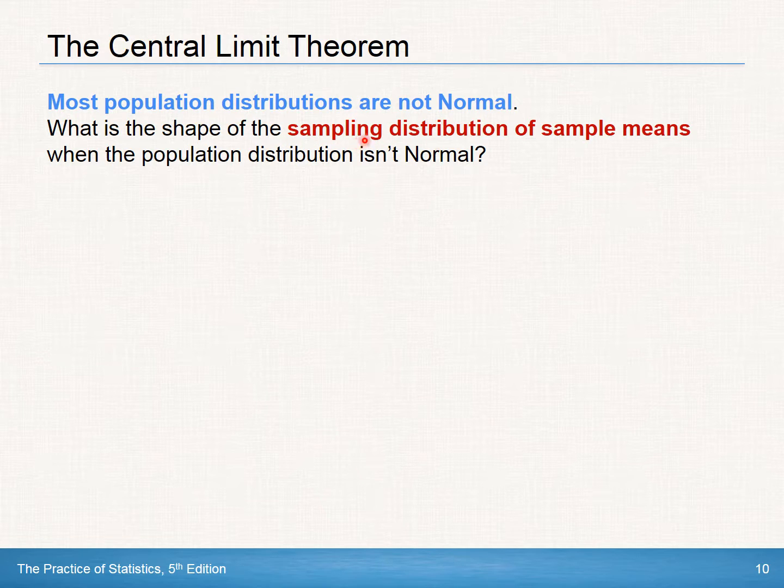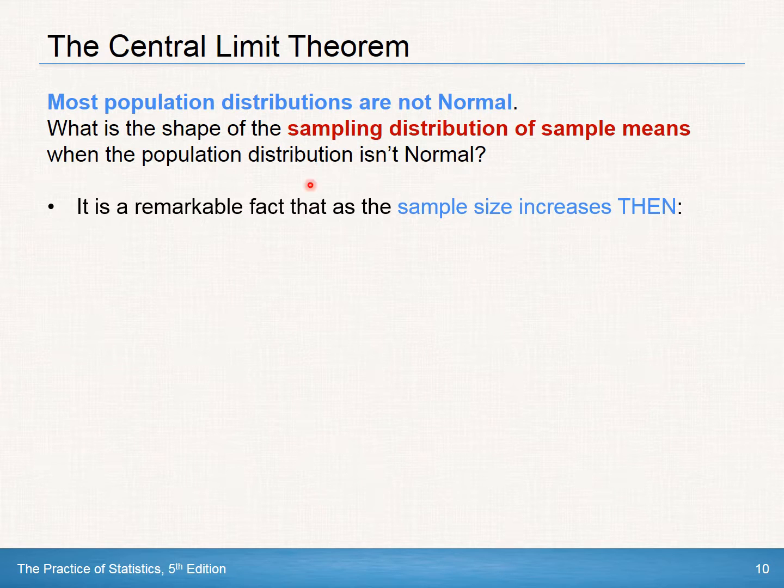Okay, so what is the shape of the sampling distribution of sample means if the population distribution isn't normal? Remember, I can only use these scores if my sampling distribution is normal. If my population is normal, the sampling distribution is normal. But if the population is not normal, well, what do I do?